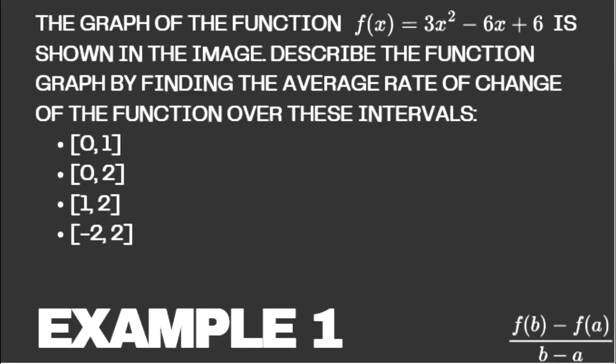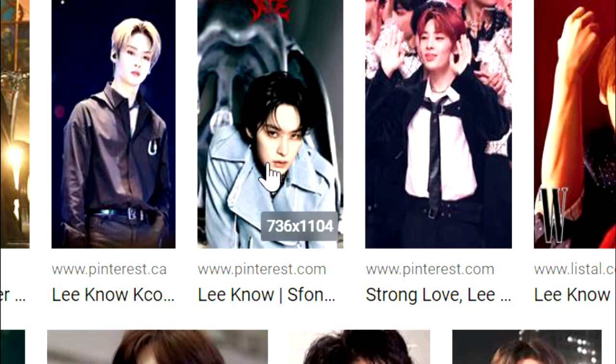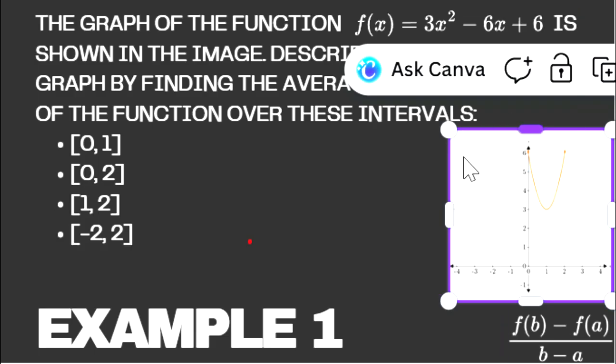Here's example 1. The graph of the function f of x is equal to 3x squared minus 6x plus 6 is shown in the image. I see no image. Way to go, Mom Bob. Describe the function graph by finding the average rate of change of the function over these intervals. Let me go see if I can find that picture. He's going, really? You just didn't put the graph in there. I know I didn't. Now I had to make the graph really little, so if I have to blow it up so that we can find our points, we will do that. But they want us to do it for all 4 of these. So we're going to work through this together, okay?